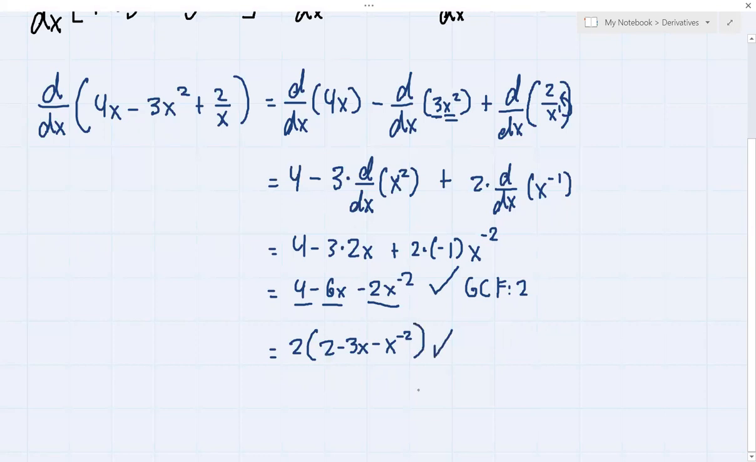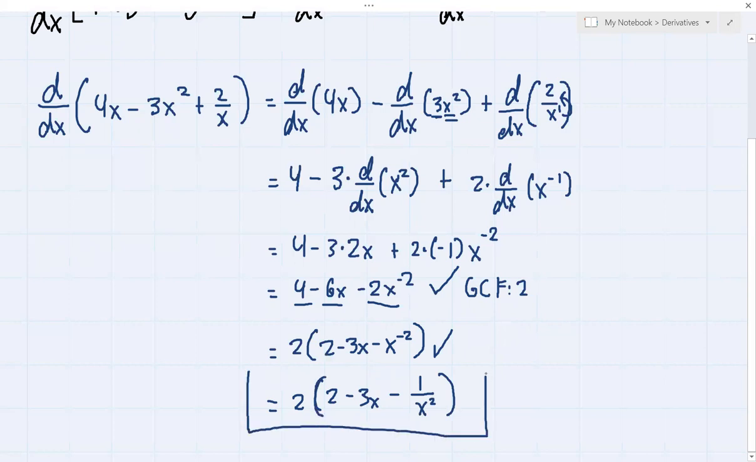So pwede na to. Or kung ayaw mo ng may negative exponent, anong gagawin? I-reciprocate mo, di ba? Para mabago yung sign. Therefore, we will have 2 minus 3x minus 1 all over x squared. So, I'm gonna stop right here. Di ba? That's it. Okay? We are good to go. Now, let's solve last two examples. All right?